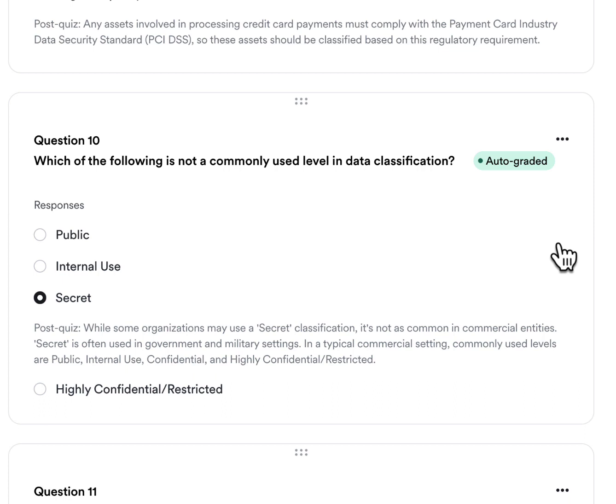Even though secret is used a lot in the military and other government organizations, it is not typically used with commercial entities, so you would focus on the other ones. That being said, the company you go to work for may decide to use secret and top secret and super uber top secret, but in most cases, it is not used. It's public, internal, confidential, or highly confidential.